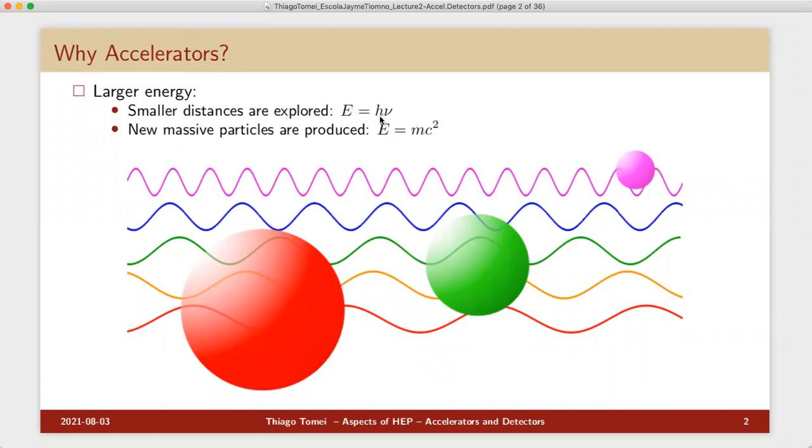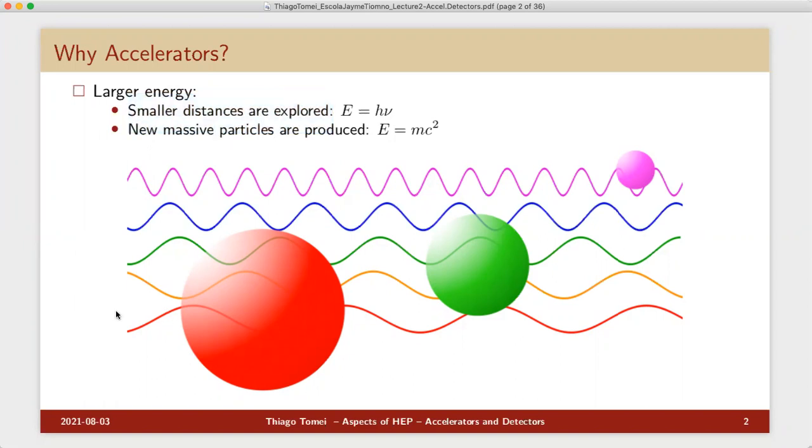First, we know from quantum mechanics that hν is equal to the energy. We usually see that as ħω, but it's the same. So with higher energies, we have higher frequencies, and higher frequencies mean smaller wavelengths. So with higher energies, we can explore smaller distances.